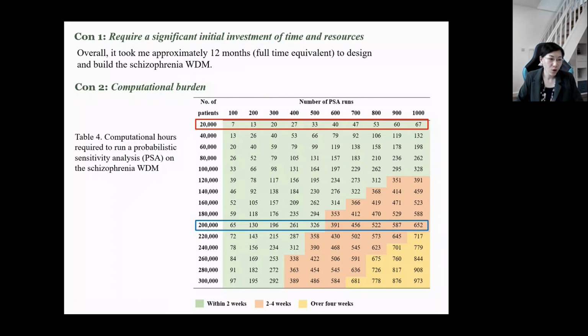So there are some ways to accelerate the model running. For example, the easiest way would be to use multiple computers to run the analysis at the same time. During my PhD, I used 9 computers to run all analyses for my PhD. So I've been borrowing computers from my colleagues.